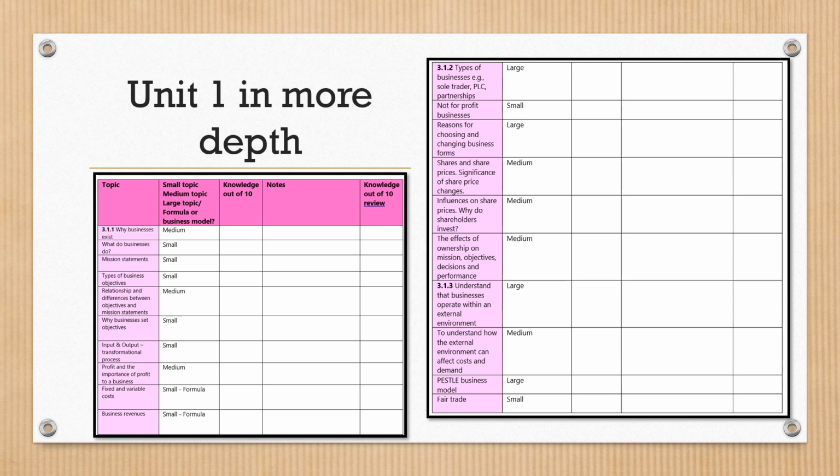The list goes on, moves over into 3.1.2. As I mentioned at the beginning of this presentation, Unit 1 is split into 3 areas, so let's have a look at the topics for that. That one touches on types of businesses, for example, sole trader, PLC, partnerships. You need to understand each of those and why businesses choose those particular business forms. Not-for-profit businesses, have a look at that. Reasons for choosing and changing business forms. I would say that's a large topic that's associated with the types of business, so they kind of go together, those ones. So just have that at the back of your mind.